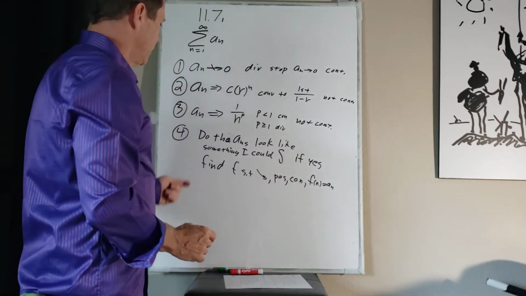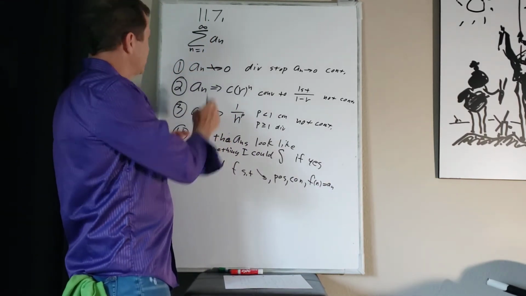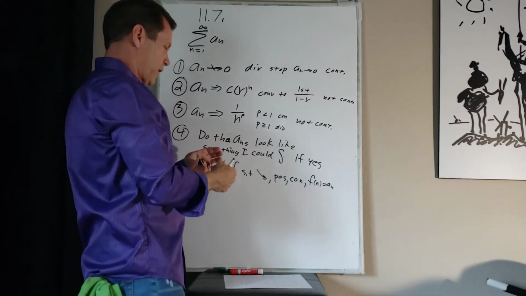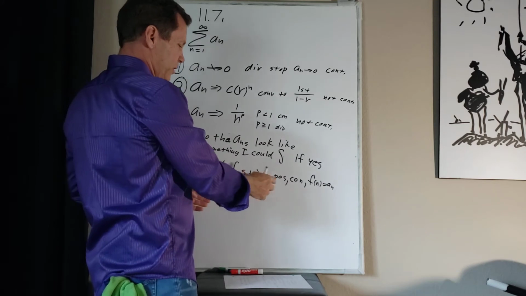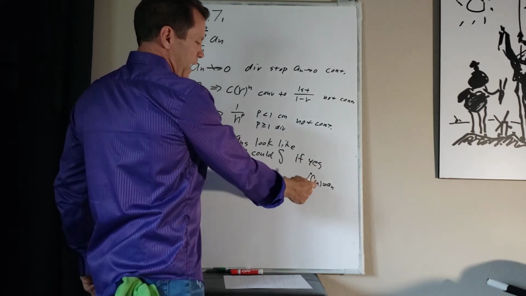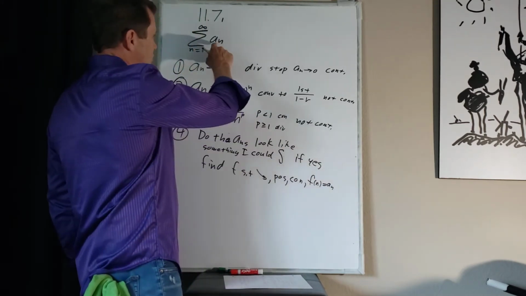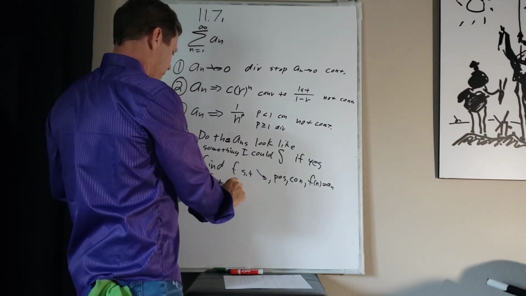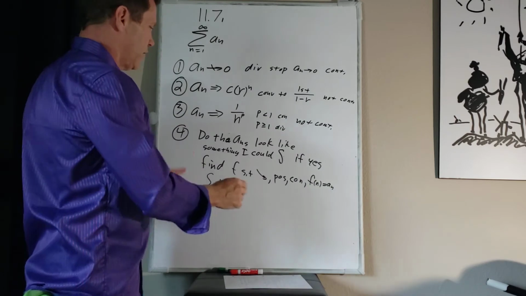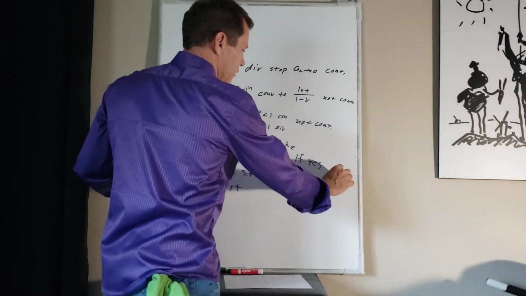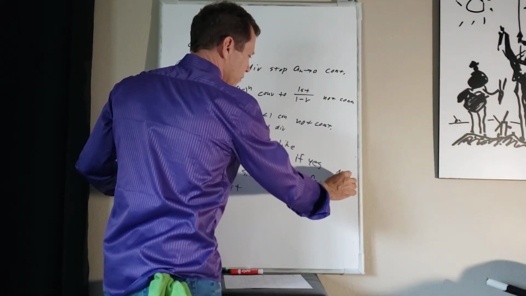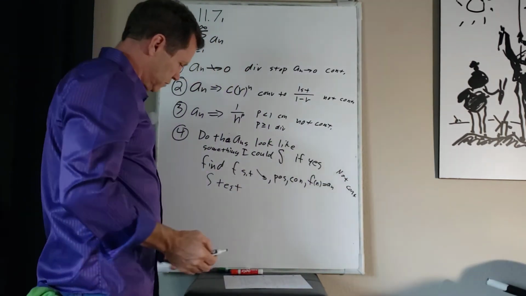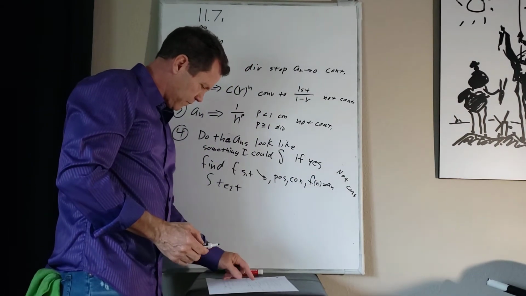So do the AN's look like something you integrate, turn them into x's, and see if you can find a function that's decreasing, positive, continuous, and at the integers they match the sequence part? Then what are you going to do? You're going to do the integral test for convergence. If that's true, do this. If not, you're going to continue. What's the next thing you're going to look at? Make sure I haven't skipped anything yet.